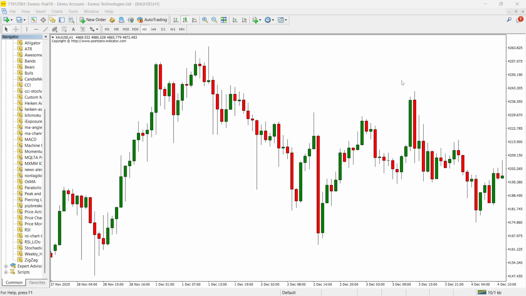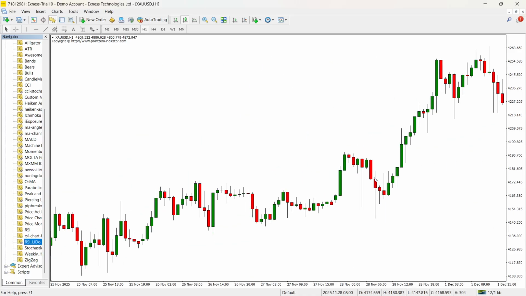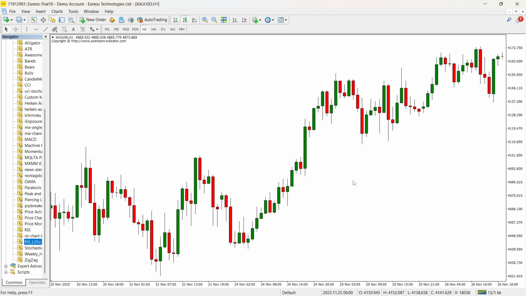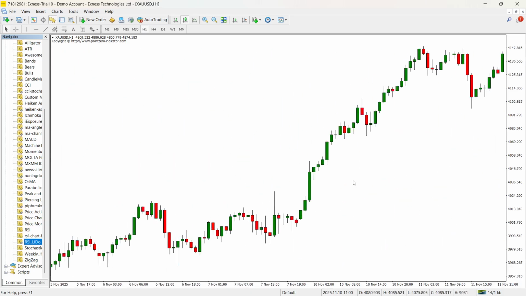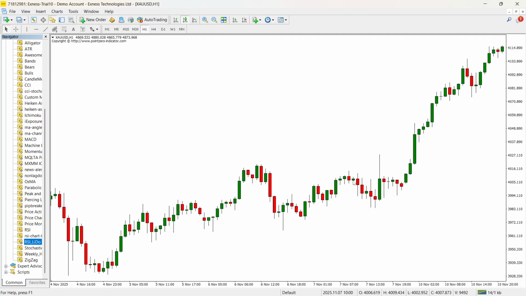Hello traders, in this video we are looking at the RSI LiDo Indicator for MT4 and MT5. This tool builds on the classic RSI concept by adding its own logic and visual enhancements, helping you see momentum shifts, trend phases, and potential reversal zones more clearly on your charts.